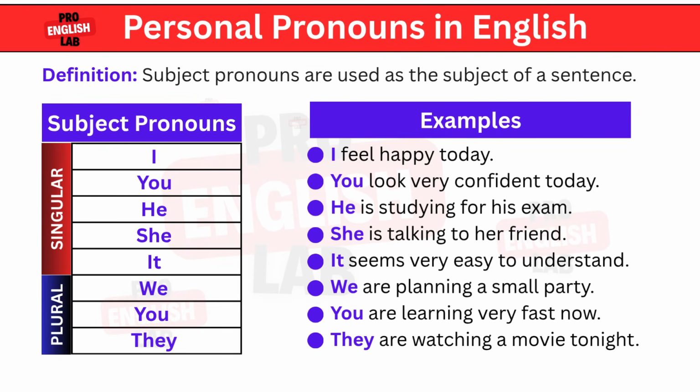Now let's make this even clearer. Here we have singular forms and plural forms. Singular forms refer to one person or thing, such as I, you, he, she, it. Plural forms refer to more than one, such as we, you, they. This helps you choose the correct pronoun when forming sentences.